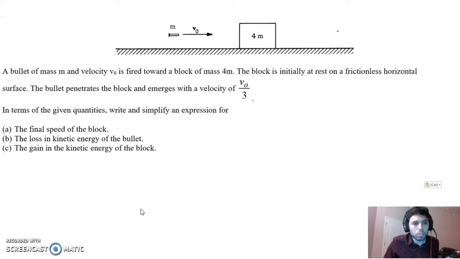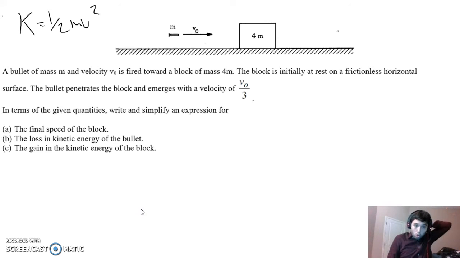Part B wants us to find the loss in kinetic energy of the bullet. So kinetic energy is 1/2 mv squared. If we want to find the loss in kinetic energy of the bullet, we want to find the change, right? How much did it have at the beginning? What did it have at the end? And how much did it lose? How much did it go down? So in the beginning, we have 1/2, the mass of the bullet is just m, and its velocity is v naught, and that's squared. That's how much it had initially.